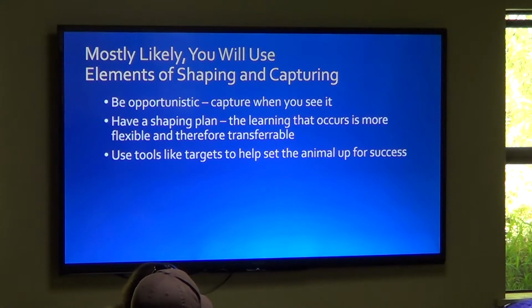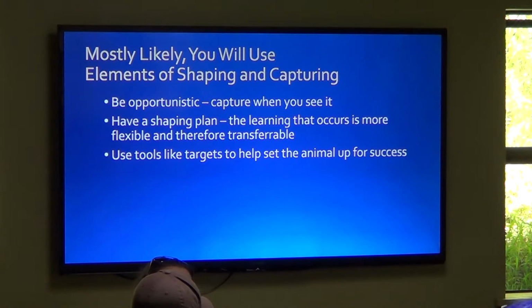So in conclusion, talking about methods to train new behaviors, you're most likely going to be using combinations of shaping and training. We talk about them as if they're absolutely separate things that exist in a vacuum of their own, but they really don't. You're using elements of both throughout your shaping plan. So I think it's important to recognize that. You're going to be opportunistic. If you see something happen, don't be afraid to capture it.